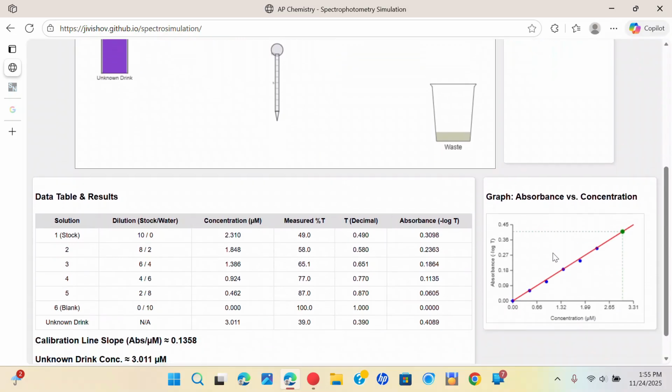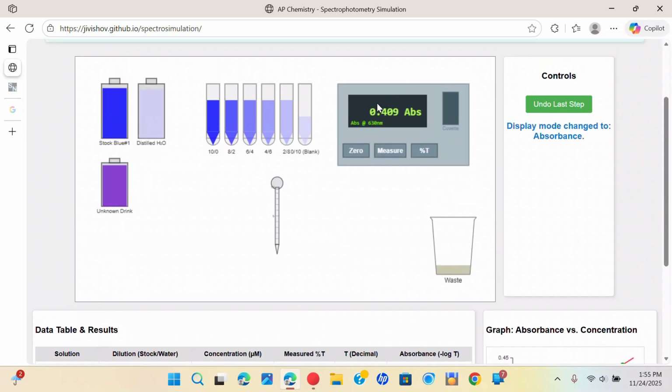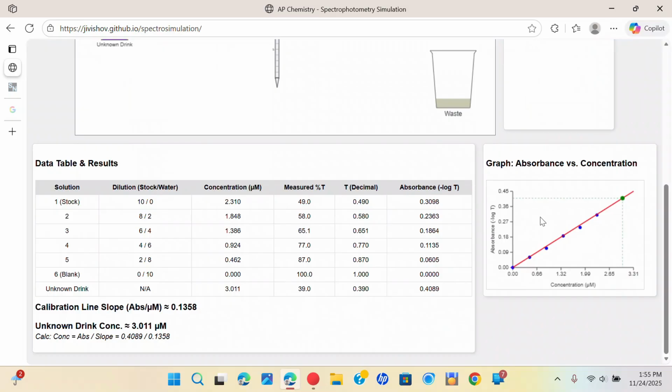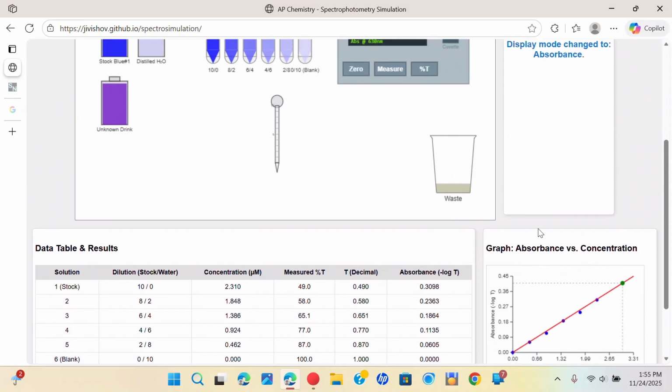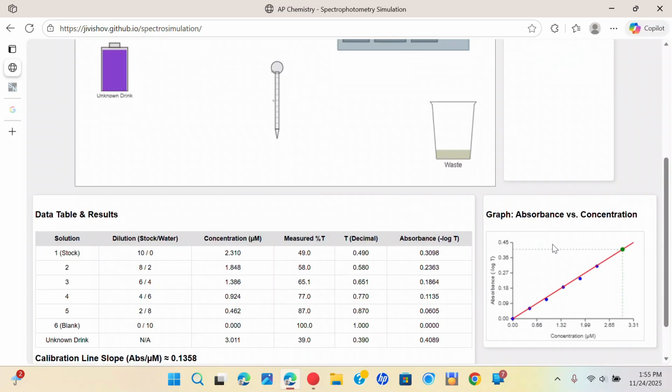By making our calibration curve, all we have to do is find the absorbance of this unknown sample and then plug it into an equation that was supposed to be here. Because since you can make a graph, you need an equation to plot it. So yeah, you just plug that absorbance into the equation, and then you can find your concentration.